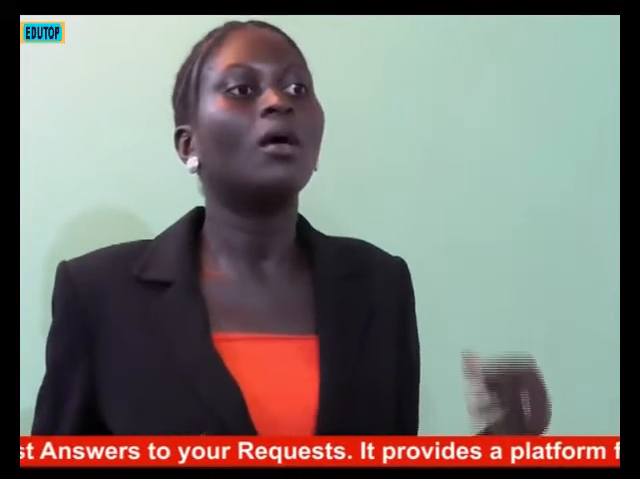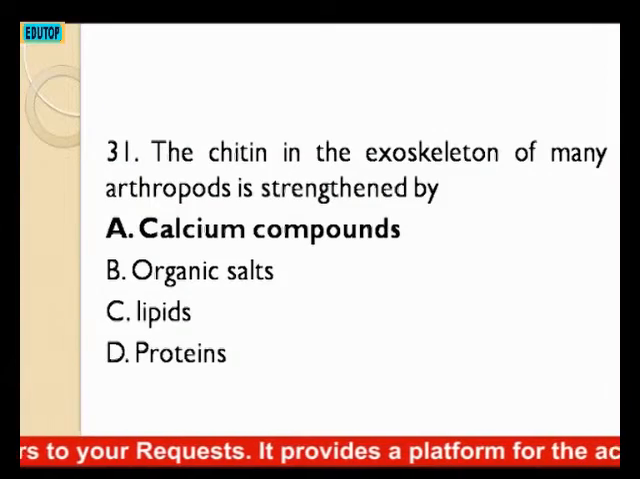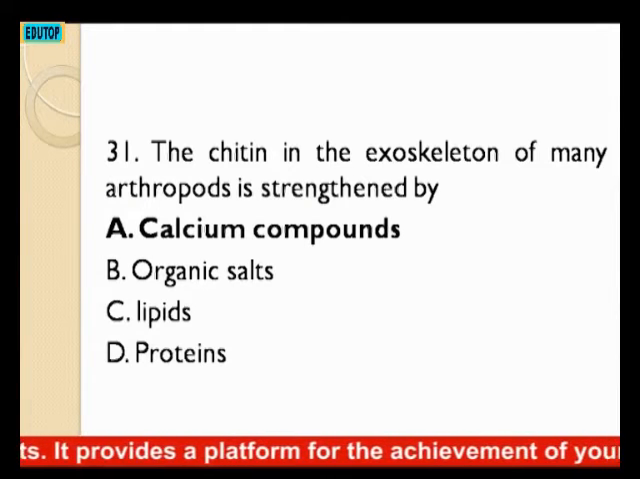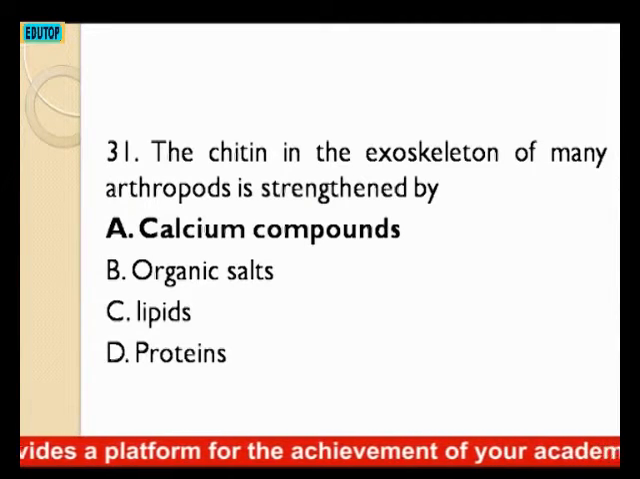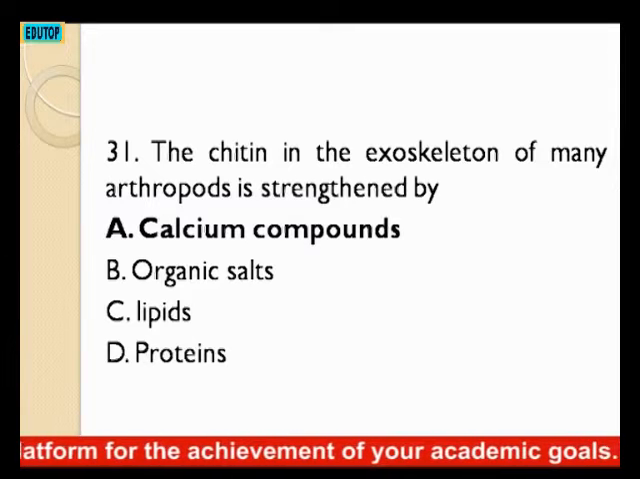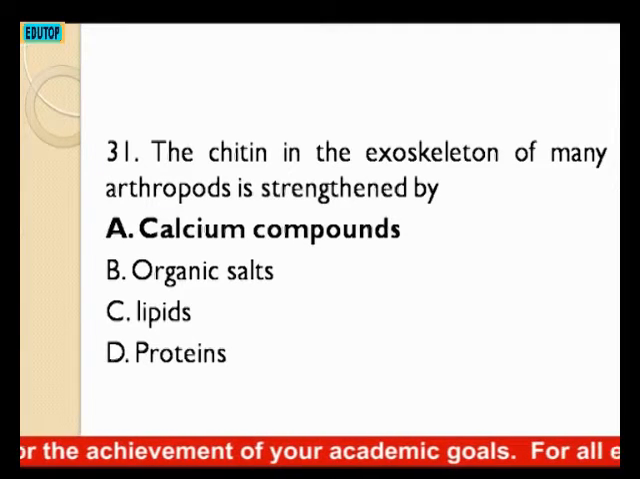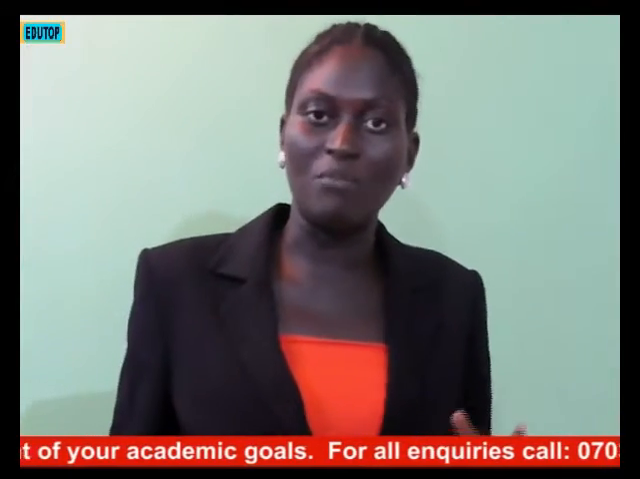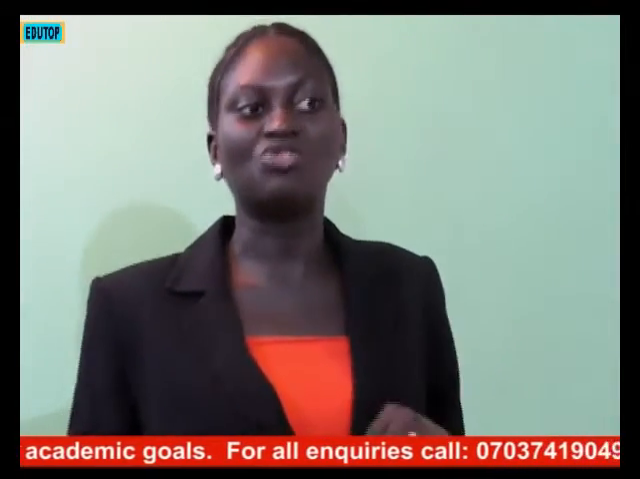The next question. The chitin in the exoskeleton of many arthropods is strengthened by what? You have seen this question earlier. The chitin in the exoskeleton of many arthropods is strengthened by A, calcium compounds, B, organic salts, C, lipids, D, protein. The chitin is made up of protein and it is strengthened by calcium compounds. So the answer is option A, calcium compounds.